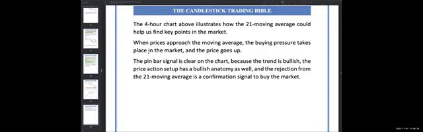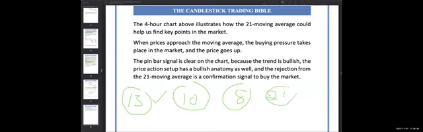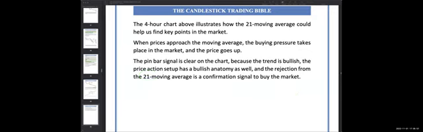The price action setup has a bullish anatomy as well, and the rejection from the 21 moving average is a signal to buy the market, no matter what moving average you're using. If you're using the 13 and you see a pin bar, execute. Some people use the 10 EMA, some people use the 8, some people use the 21. It's simple. You don't really have to stick to the 21. But if you're a new trader, a beginner trader, just put the 21 on your chart and backtest. See how price reacts on that moving average.